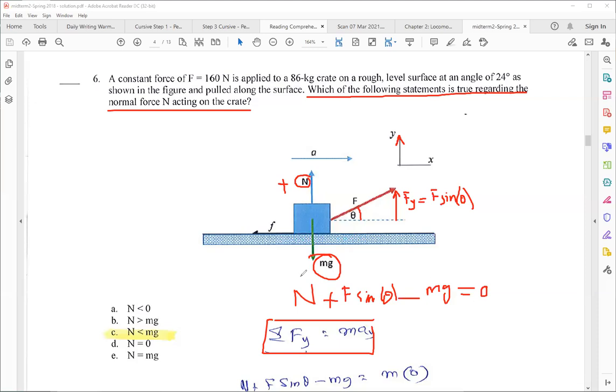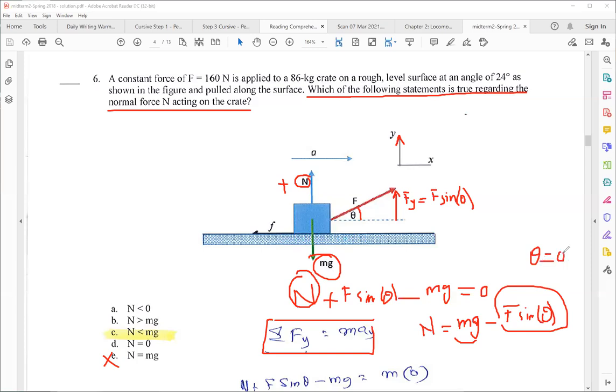Now, in this case, I want to know what is normal N. So that means you take everything else to the other side. You end up with normal N equals mg minus force F sine theta. Now, because we're subtracting this quantity F sine theta from mg, of course, it's not going to be equal to mg. Normal will not be equal to mg. It will only equal mg if theta is equal to 0.